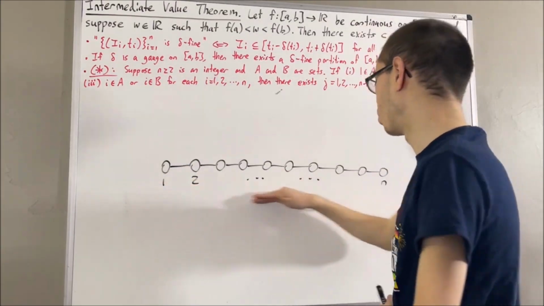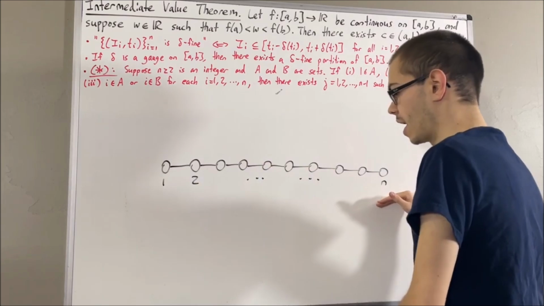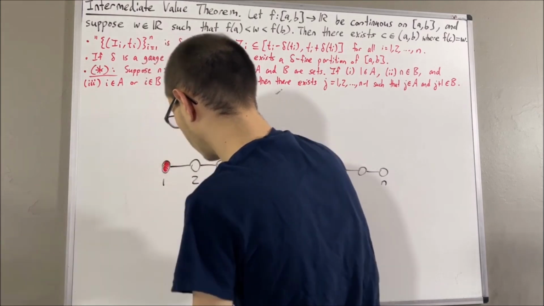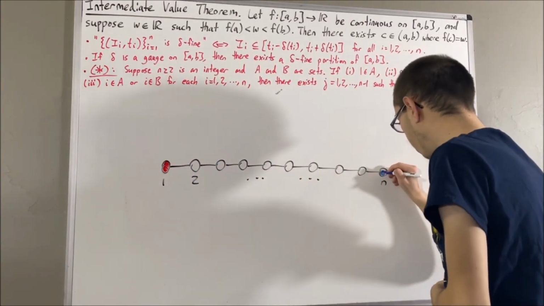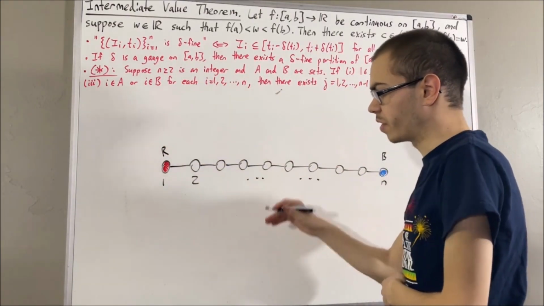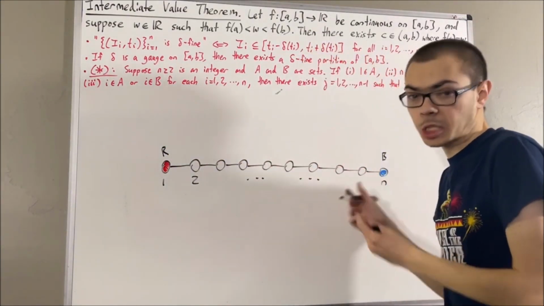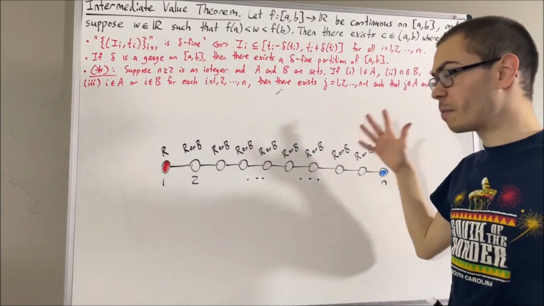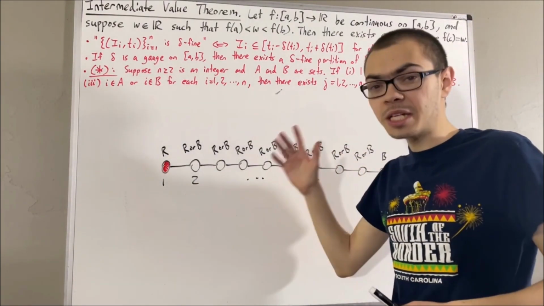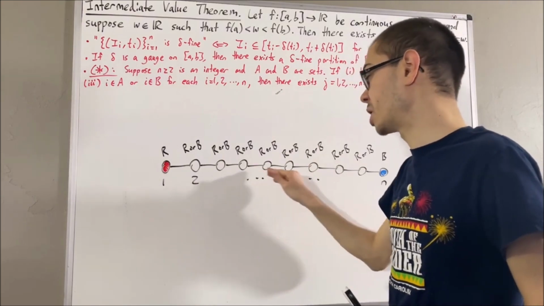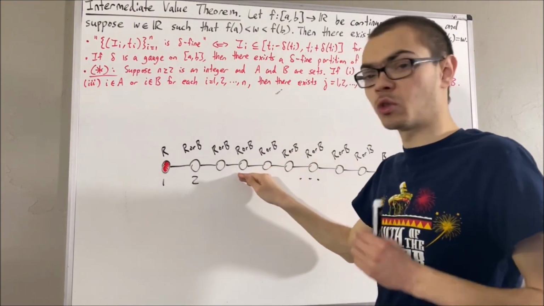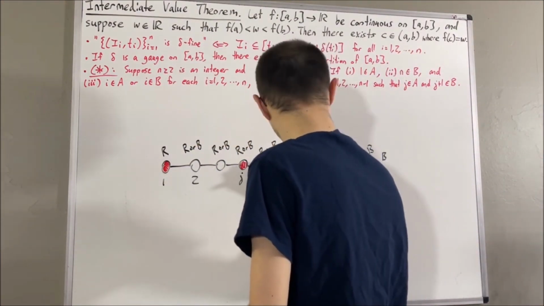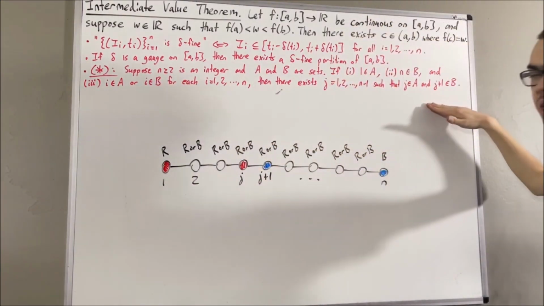So a way that we could visualize this result is as follows. You can imagine we have a path of points labeled 1 through n. And let's say that we know that one of the endpoints is red, while the other endpoint is blue. Now let's say we're given that every point in the path is either red or blue. Well then, this is enough information to say that there exists a pair of adjacent points in the path, I'll call j and j plus 1, such that j is a red point and j plus 1 is a blue point. And so that's a way of visualizing what this result is saying.